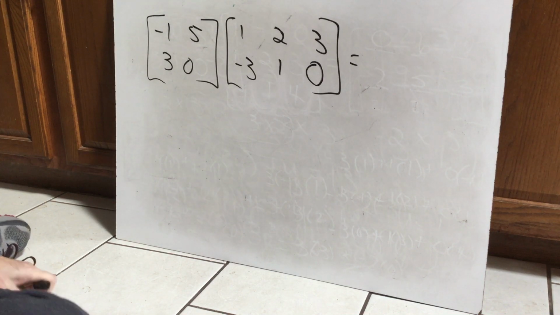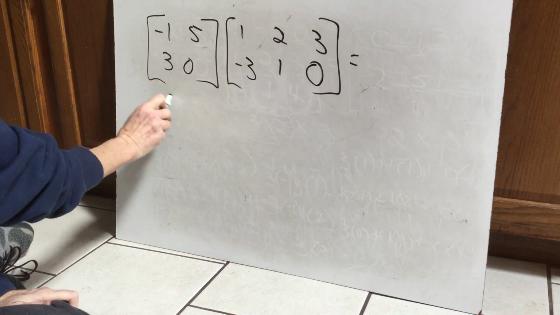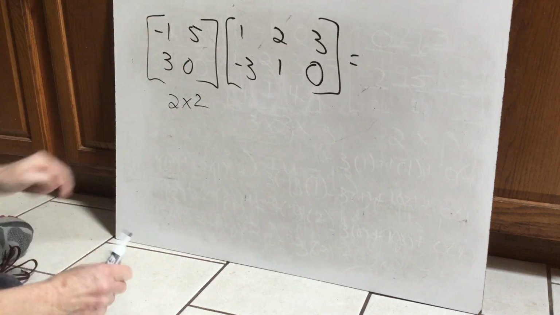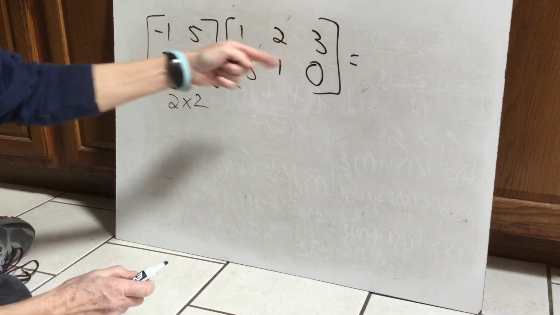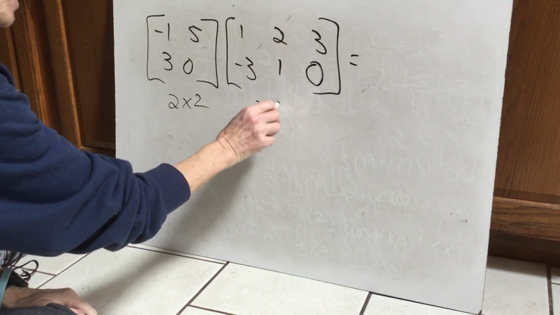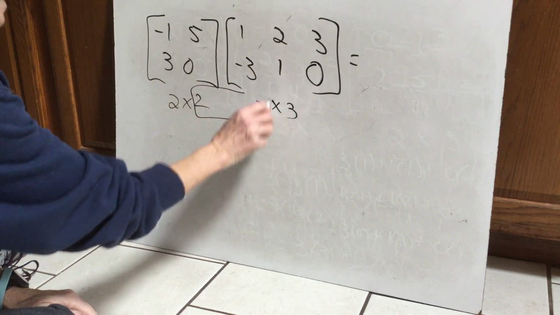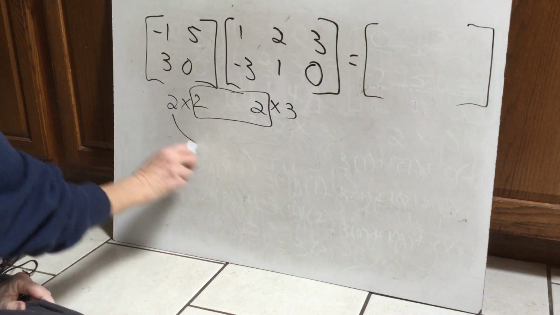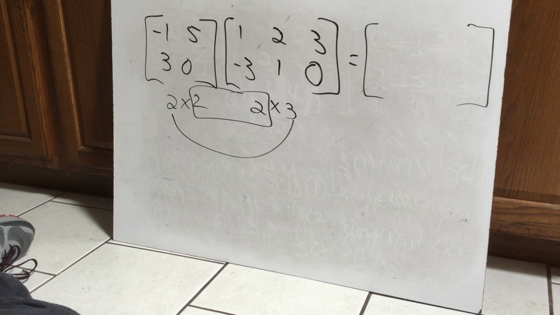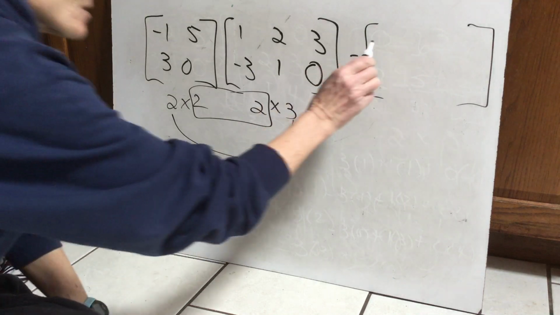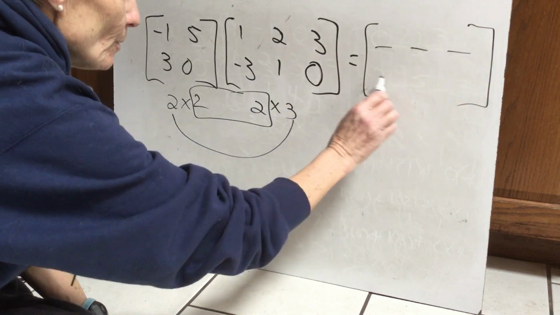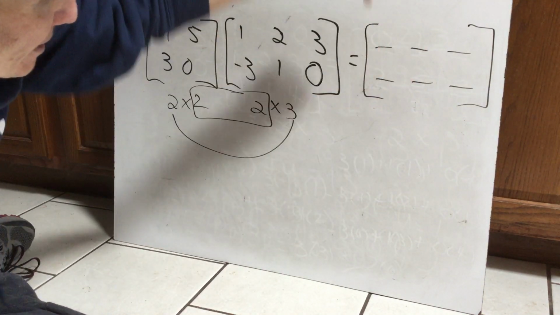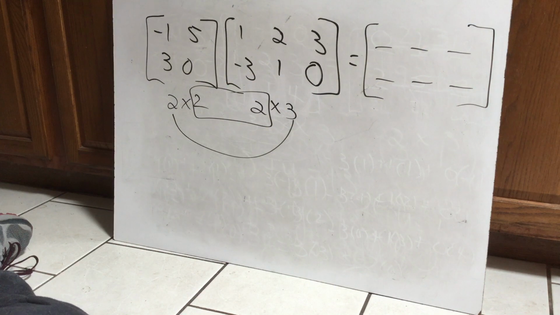What are the dimensions of F? This is F right here. 2 by 2: 2 rows, 2 columns. What are the dimensions of G? 2 rows, 3 columns. Oh my goodness. We can indeed multiply, and the answer will be another 2 by 3. So 2 rows, 3 columns.